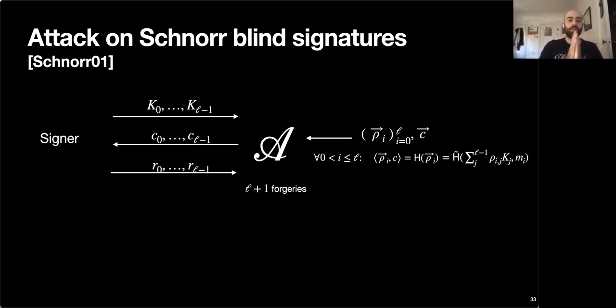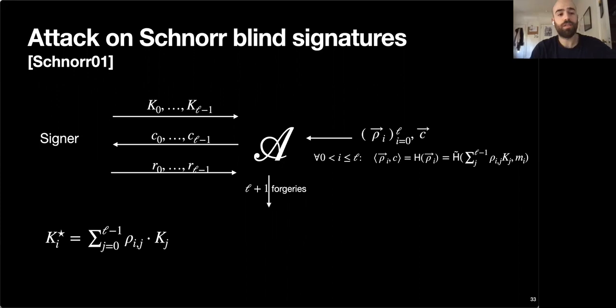So again, the adversary starts L sessions and needs to output L plus one forgeries. So far, the adversary opened L sessions, and after looking at all of the commitments, decided how to respond with these challenges and then obtained L responses. And now it's going to build L plus one forgeries in the following way. The commitment of the ith forgery is going to be the linear combination of the ith vector. What is written here is exactly what is on the left-hand side of the hash function, which will indeed be the hash of the ith commitment.